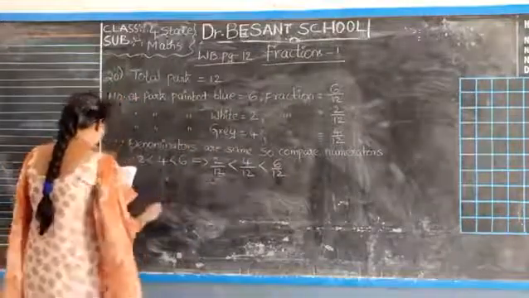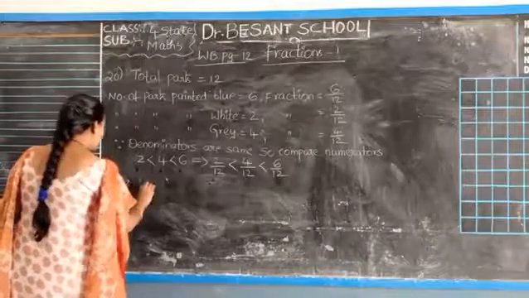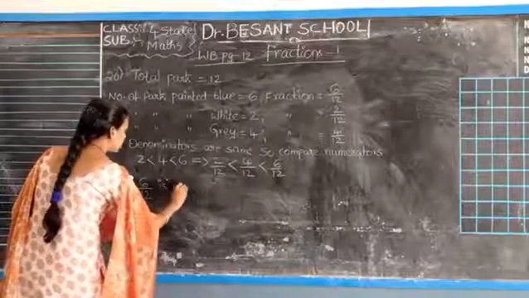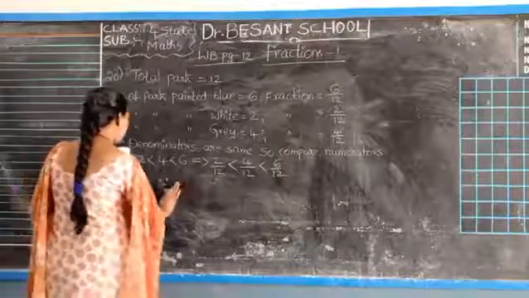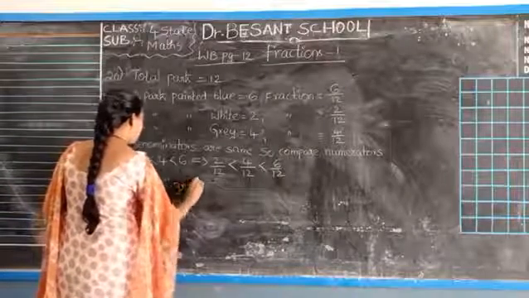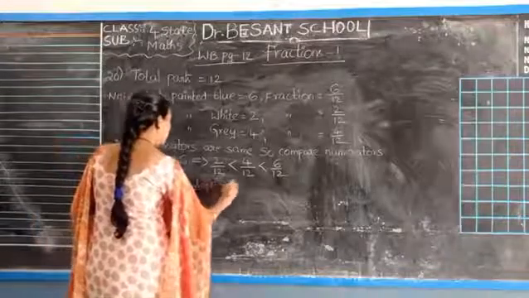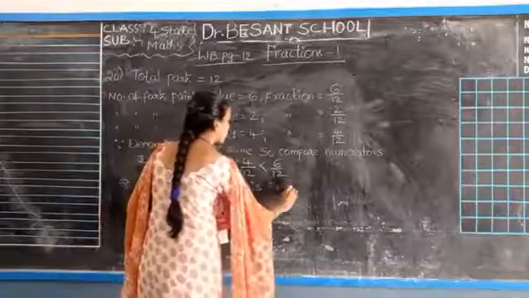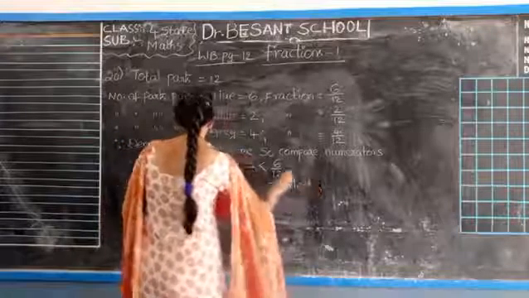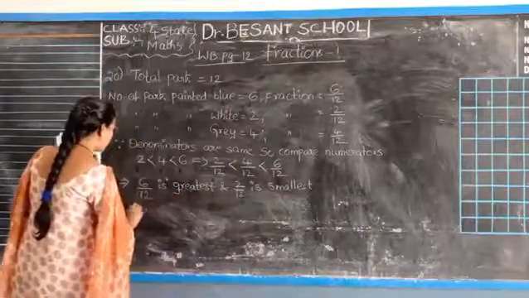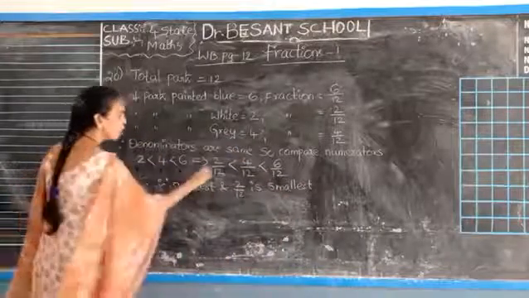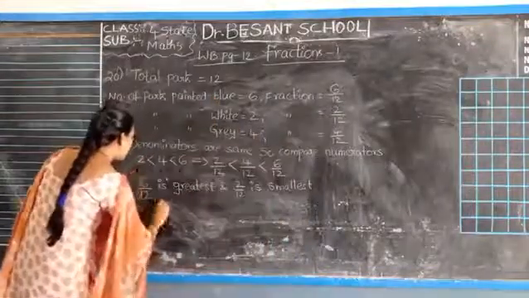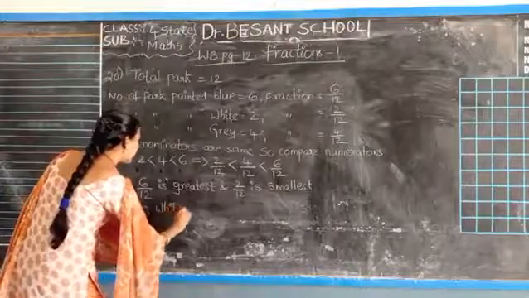Write in the working. Which implies 6 by 12 is greatest, and 2 by 12 is smallest. 2 by 12 is smallest, which means 2 by 12 means which color? Yes, white color. So, white color.